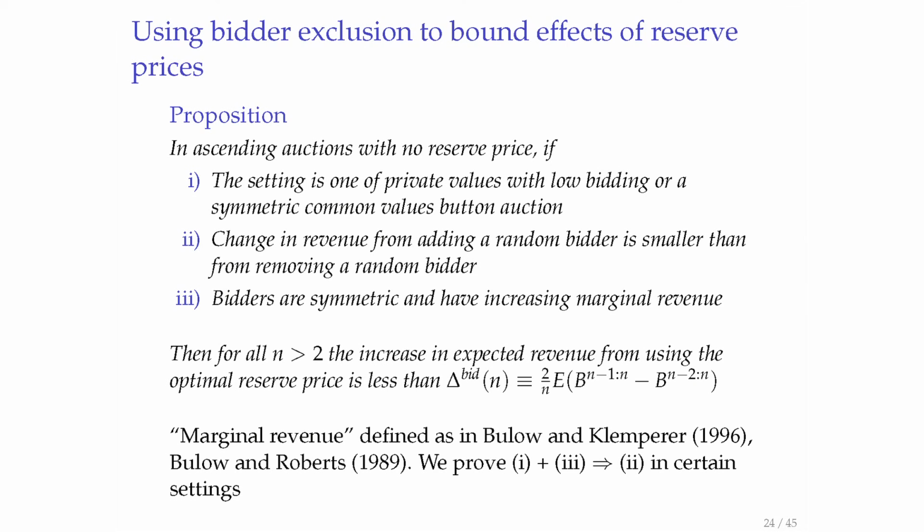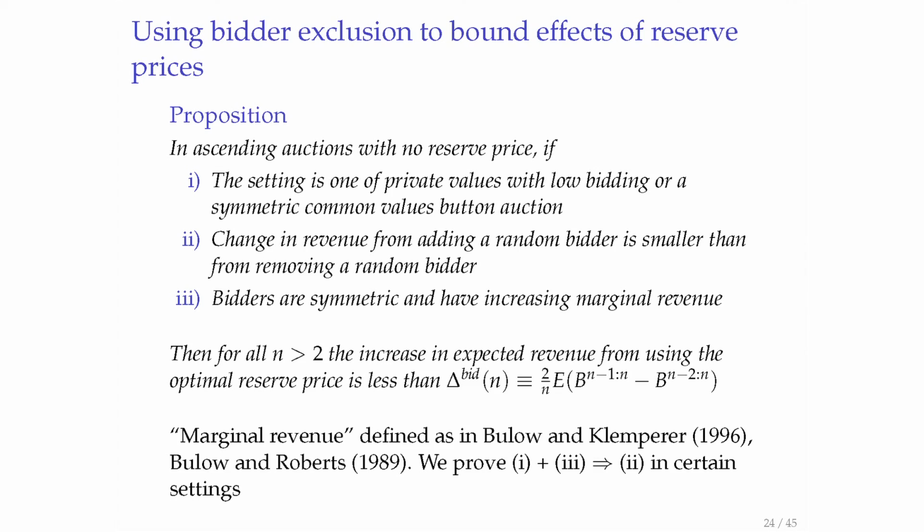That's going to be enough. The assumptions we use are that it's a private value setting with low bidding or a common value setting button auction. Those are the two most general ones we can think about. And this second one is what you just stated, Eddie. Removing a random bidder is going to have a bigger impact than adding a bidder. So this gives us a nice upper bound on the effect of using reserve prices.